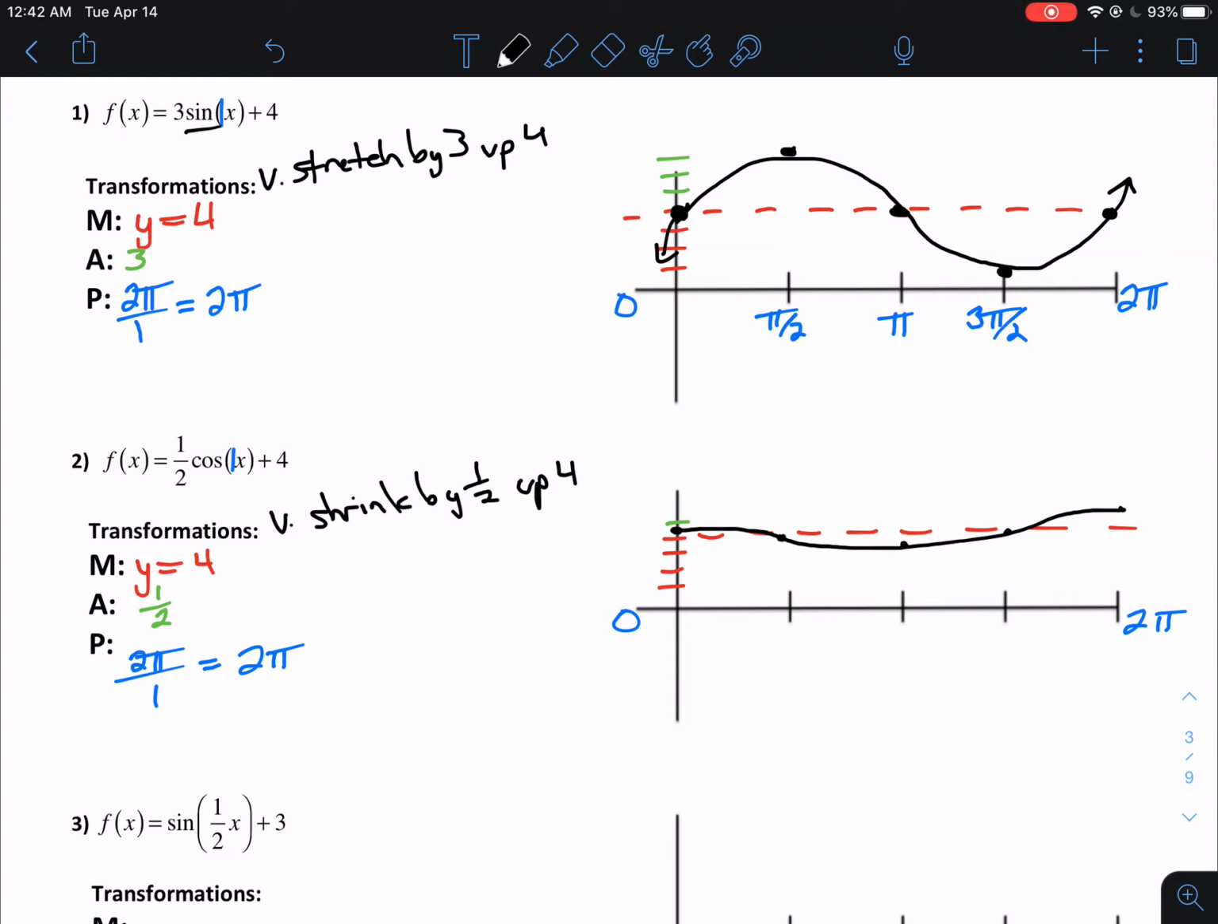Okay, so we've seen sine, we've seen cosine. Those are the two that we're focused on today. I'm going to go through one more example just to show you what happens when your period is something other than 2 pi. And then I think that's all I've got for you guys.